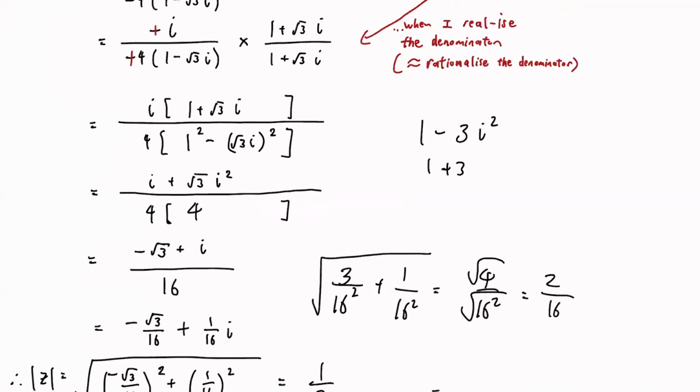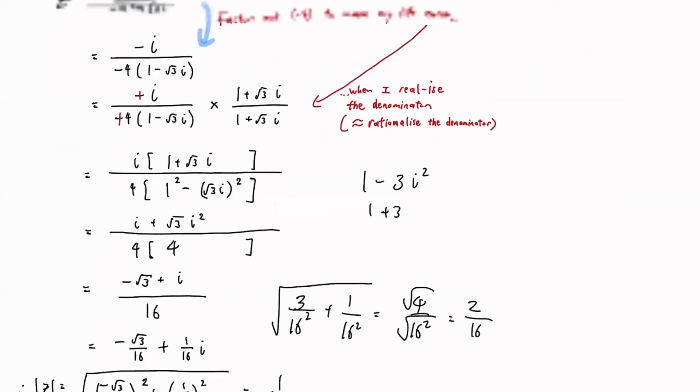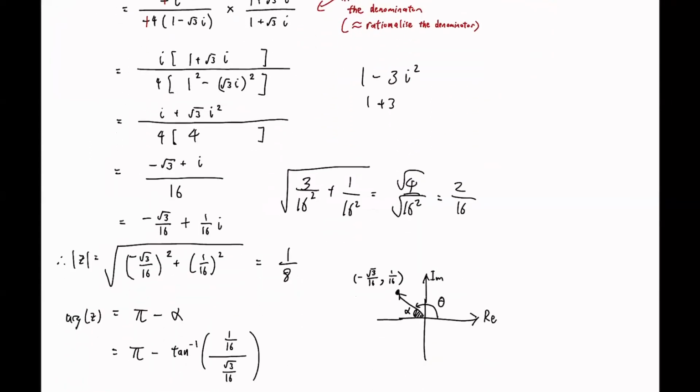Now you want to find modulus z and argument z. How? Modulus of z is just square root of a square plus b square. So you can calculate it over here. You eventually simplify it down to 1 over 8. Then we get our answer.